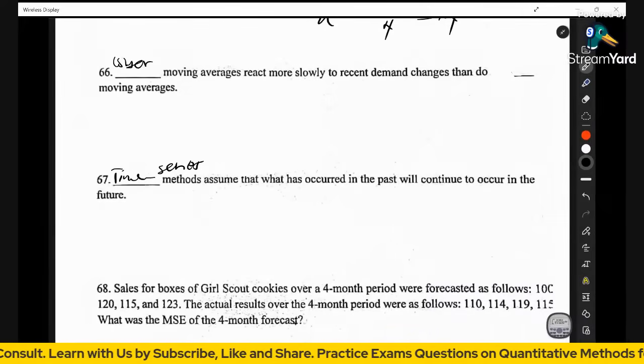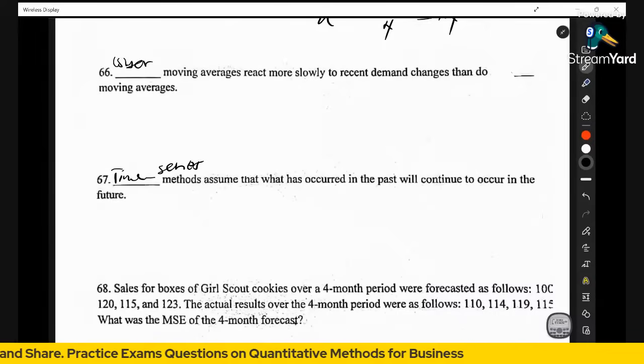So that is the difference. So a longer moving average forecast reacts slowly compared to a shorter moving average. So let's take note of that. So shorter.